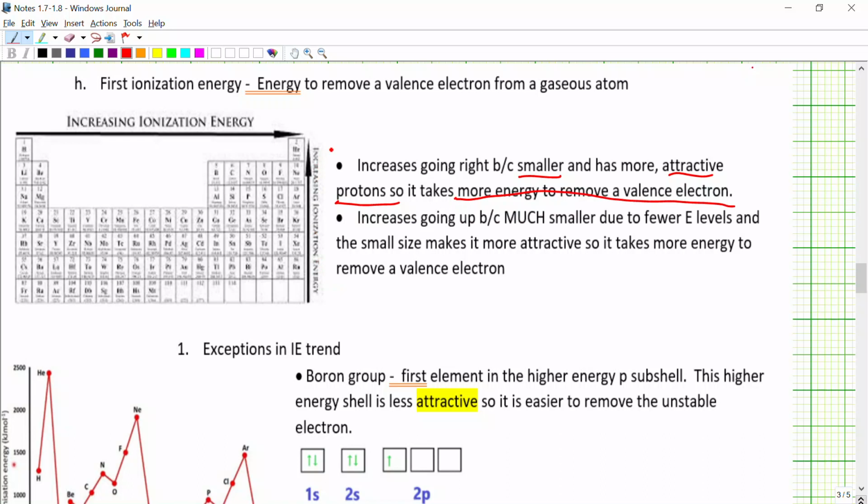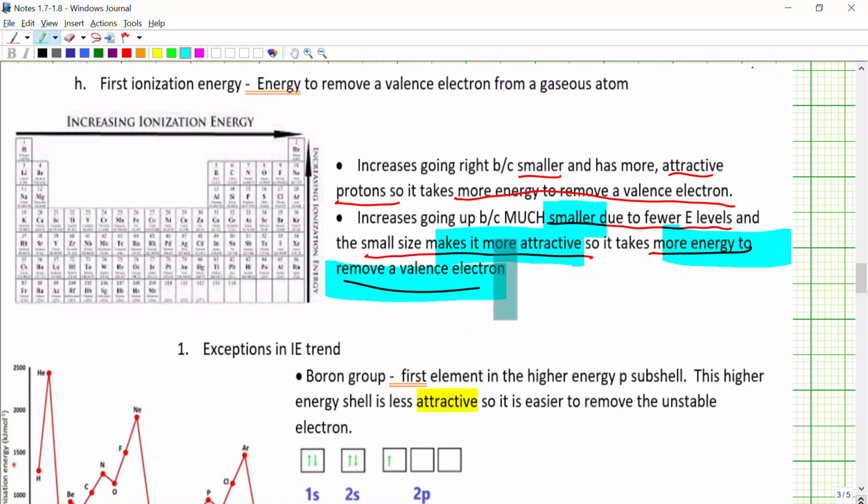It increases as you go up because it's smaller, with fewer energy levels. Small size makes it more attractive. So it takes more energy to remove a valence electron. Do you see how every time we're talking about size, attraction, and then redefine the trend, more energy to remove a valence electron?